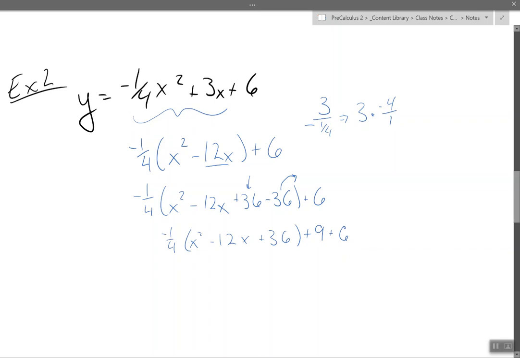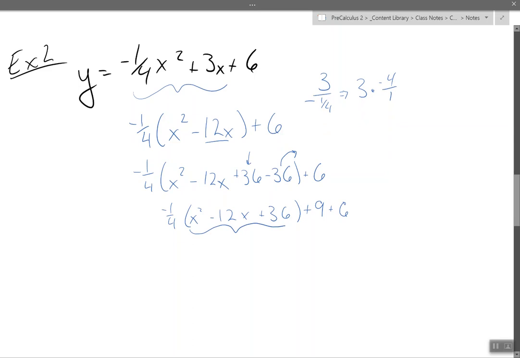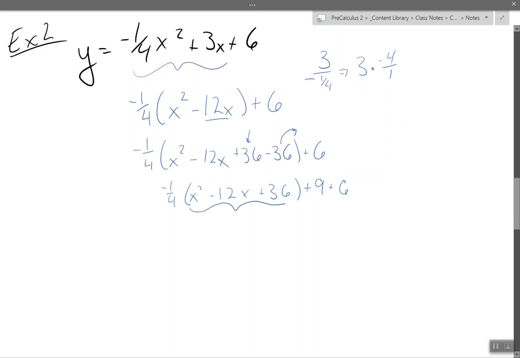So we are still technically balanced. We haven't changed the value of this expression, but we have done a lot of rearranging and a lot of putting in new parts to compensate. So we have this, which is a perfect trinomial squared. So this is what we're building towards. This is why we want to do completing the square, to get this perfect trinomial. This will always factor. It should always factor.